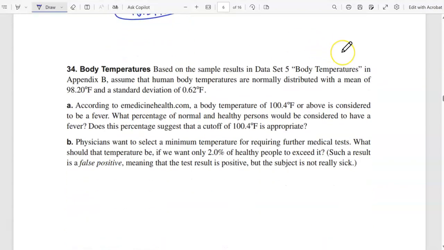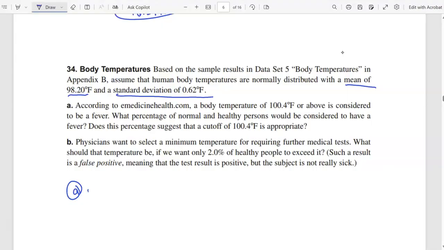And let's look at one more. This is where you may want to pause the video, try it, and then come back. Human body temperatures are normally distributed with a mean of 98.2 and a standard deviation of 0.62. According to emedicinehealth.com, a body temperature of 100.4 degrees Fahrenheit or above is considered to be a fever. What percentage of normal and healthy persons would be considered to have a fever?